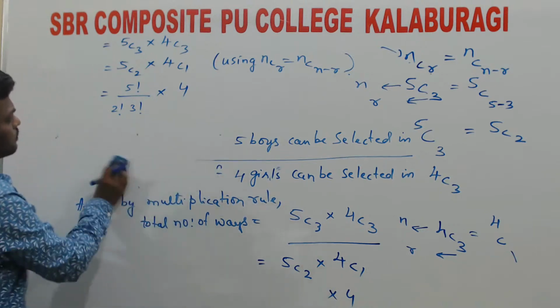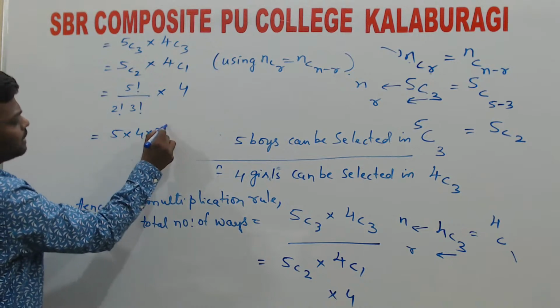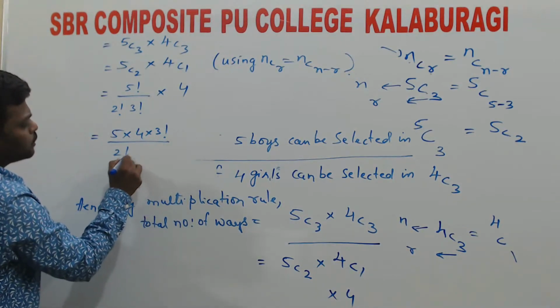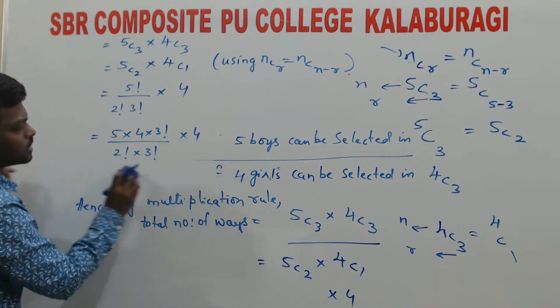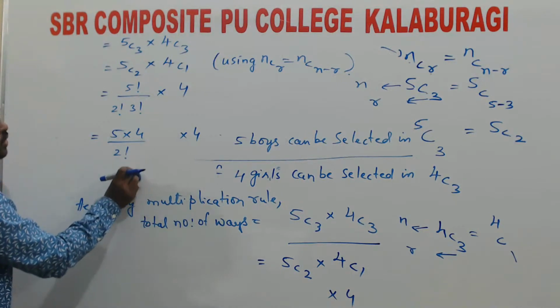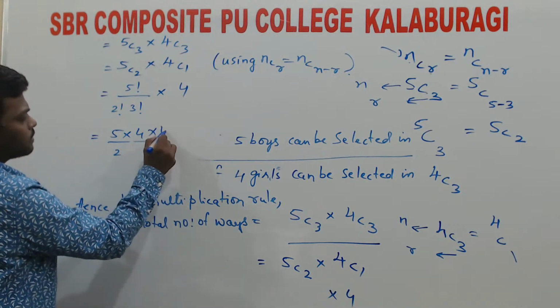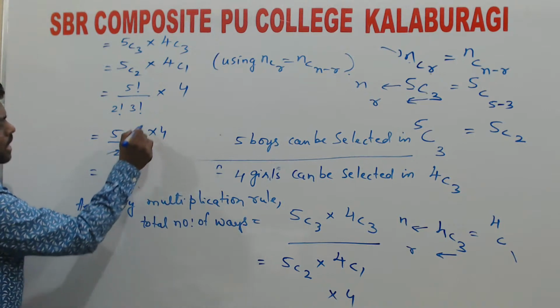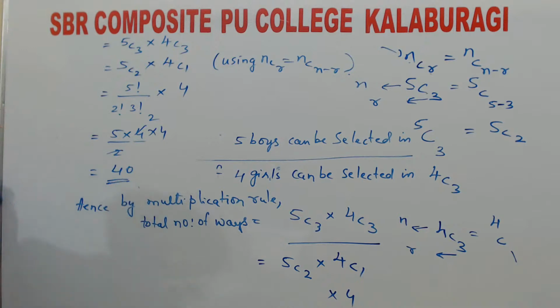Okay. So now 5 factorial, can I write it as 5 into 4 into 3 factorial divided by 2 factorial into 3 factorial, right? So into 4. So 3 factorial gets cancelled. So 2 factorial, can I write it as just 2? So it will be, 2 ones are 2, 2 fives are 10, 10 fours are 40. You can check the answer, students. The answer is 40.